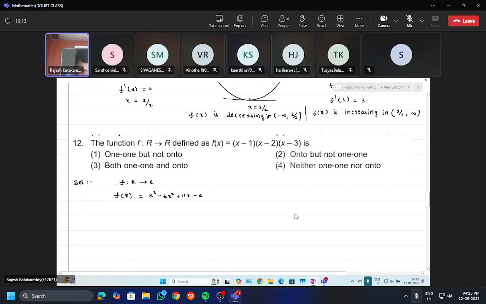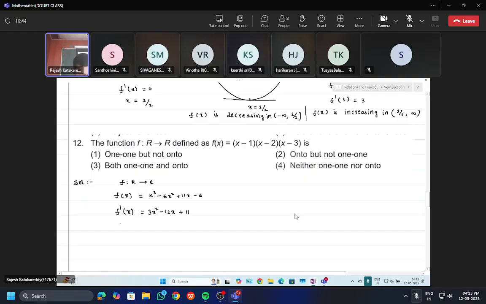So there is a calculus technique we will use to check whether it is 1-1 or not. To do that, we should find the first derivative and check whether the given function is increasing or decreasing in the domain. Clear? So we are finding f dash of x here. f dash of x is equal to 3x square minus 12x plus 11.